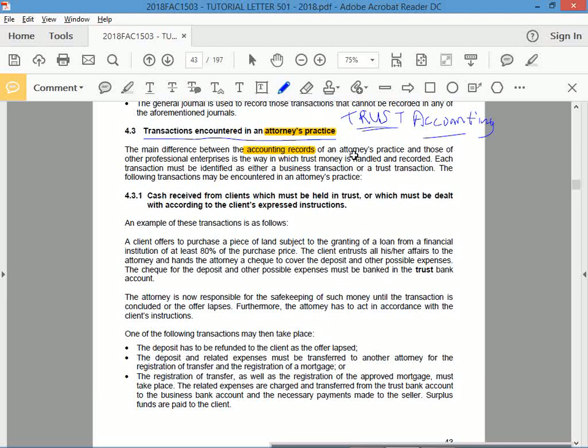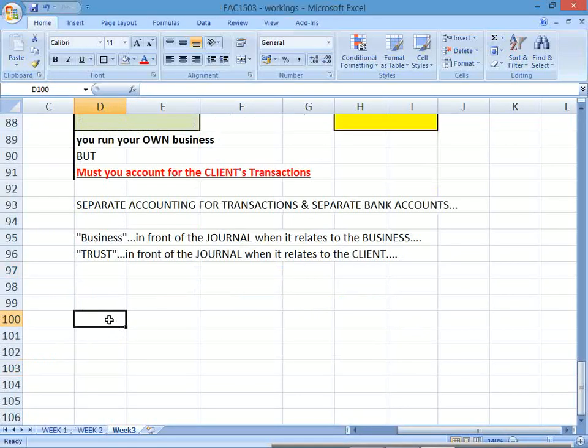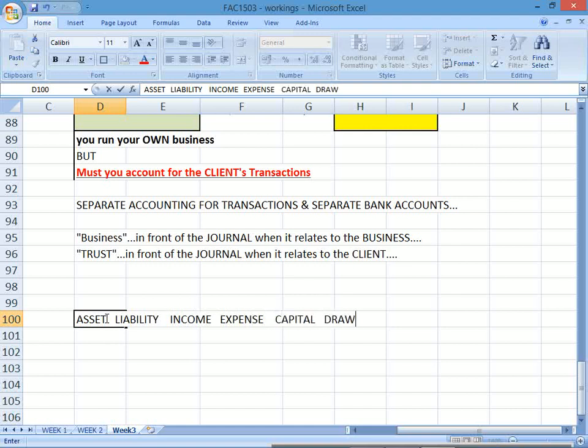Right now I'm just going to be focusing mainly on the business, and later on more on the business and the client. Right, so here they've told you cash received from clients must be held in trust, or must be dealt with according to the client's expressed instructions. So my question to you is, if you receive cash from your clients, do you know what you're dealing with? An asset, a liability, an income, an expense, capital, or drawings? Which one? Let's think about it.